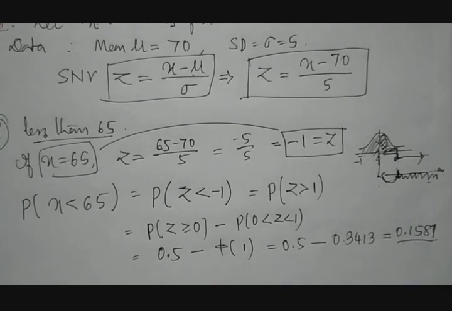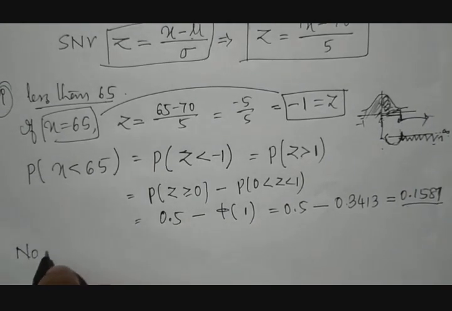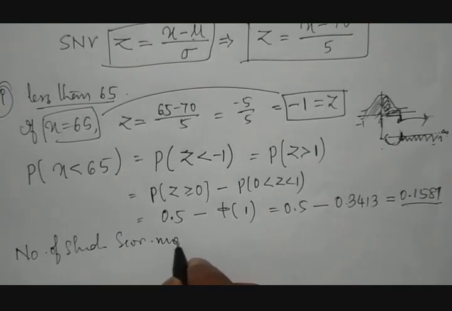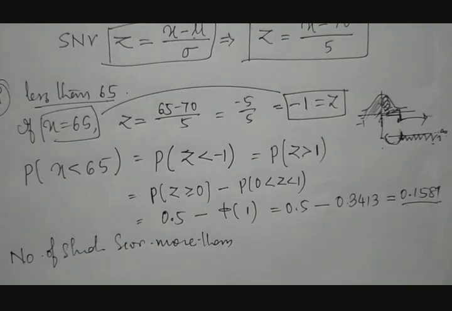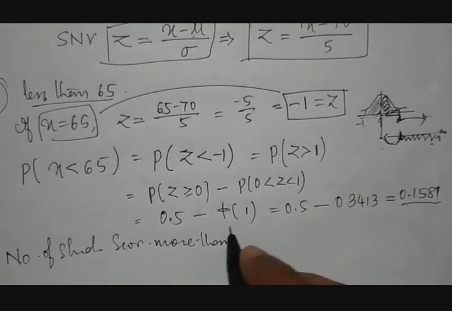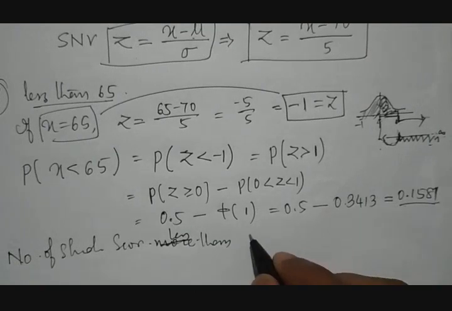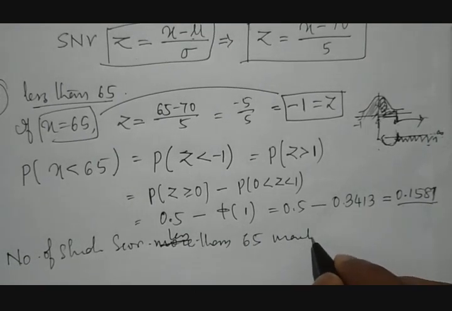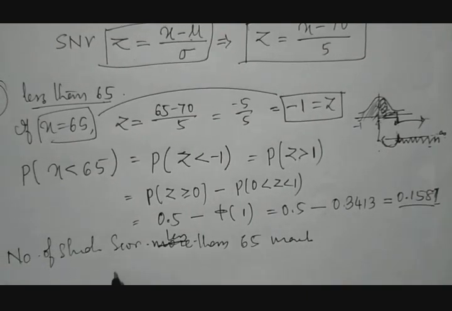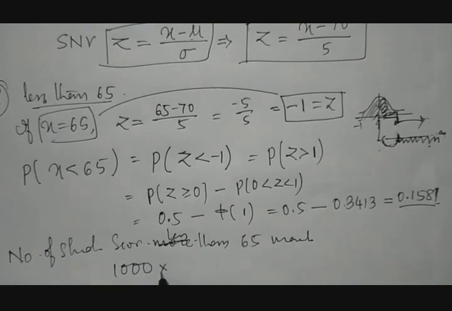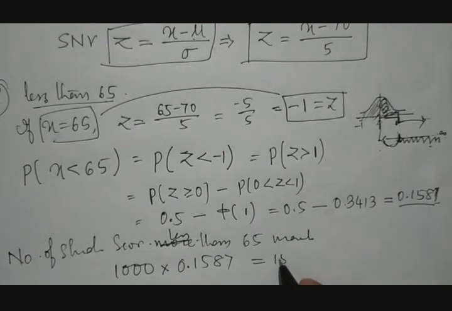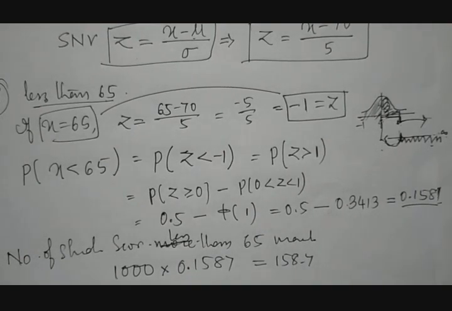1587. Therefore, the number of students scoring not more than, it is less than 65 marks. Less than 65 marks are how many? Total number of students are 1000, into the answer we got, that is 0.1587. So this is equal to 158.7. Then it is a number of students.